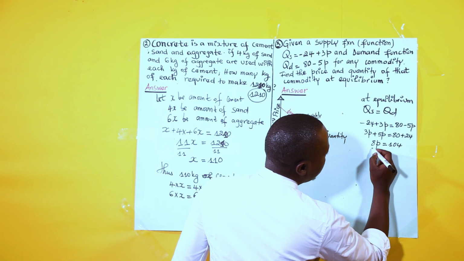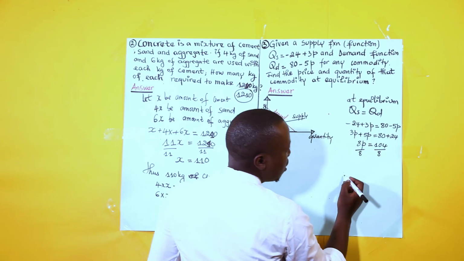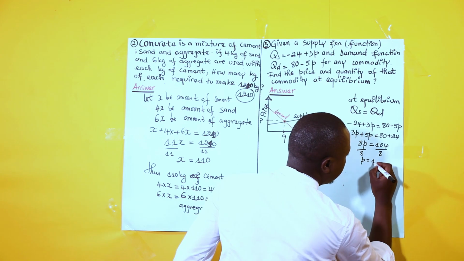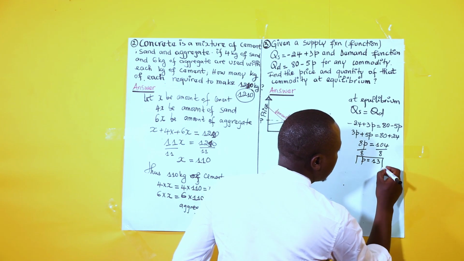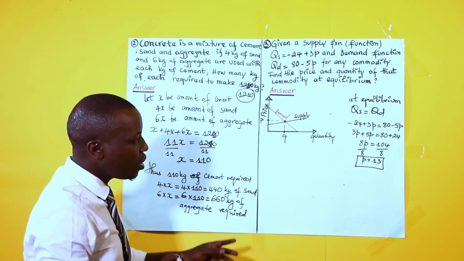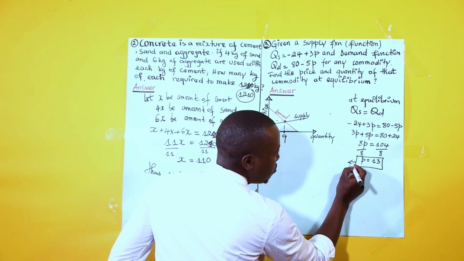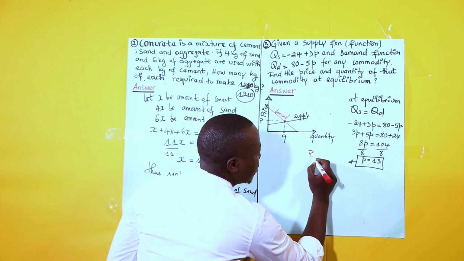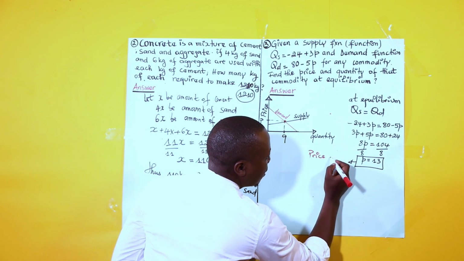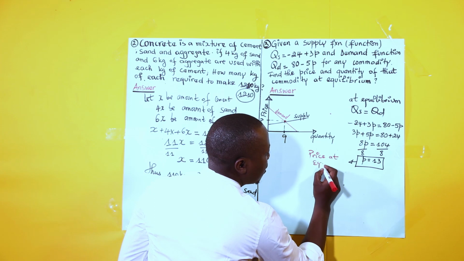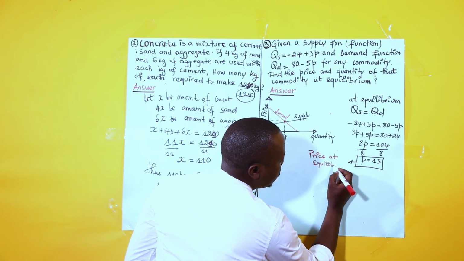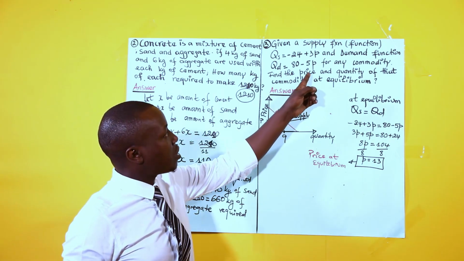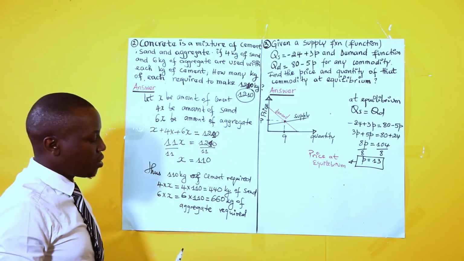How can you find p? We divide by 8 here and here. So p equals how much? It is 13. The value of p here is 13. Remember, p is price, the price at equilibrium. And this is what we are asked to find, the price. So let us find the quantity.